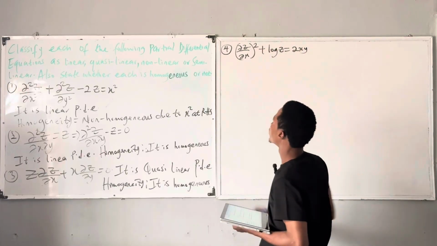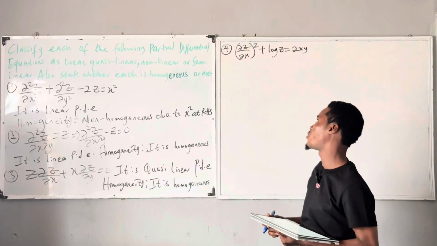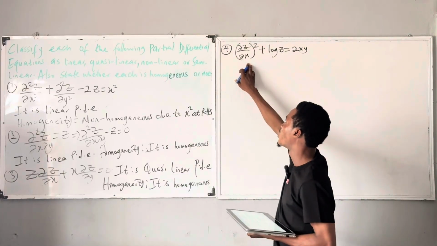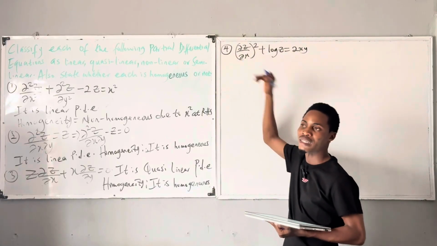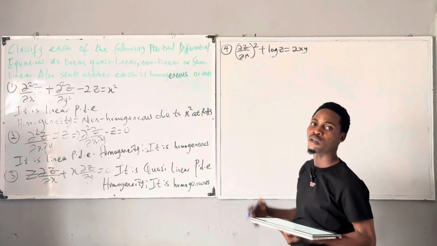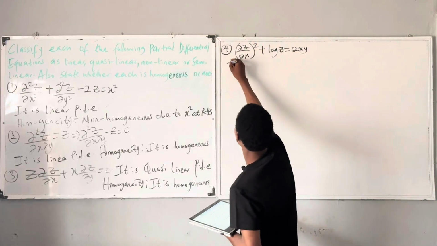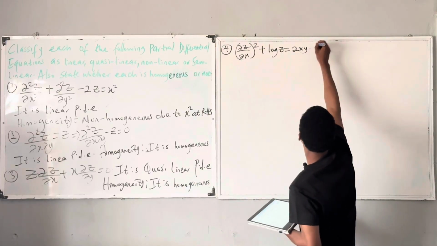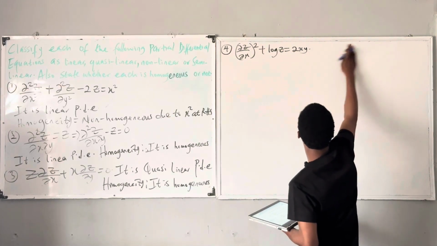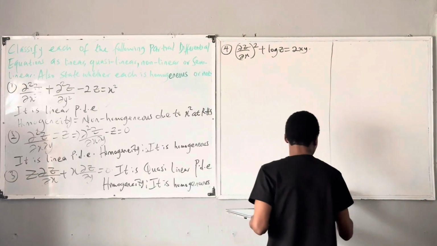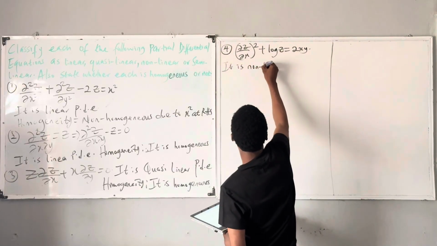Question 4. 2xy. What type of PDE is this? This is a non-linear partial differential equation. The derivative here is having a power of what? 2. I think the degree is 2. And whenever we have a derivative having a power of more than 1 degree, we call it a what? Non-linear PDE. So it is non-linear PDE.